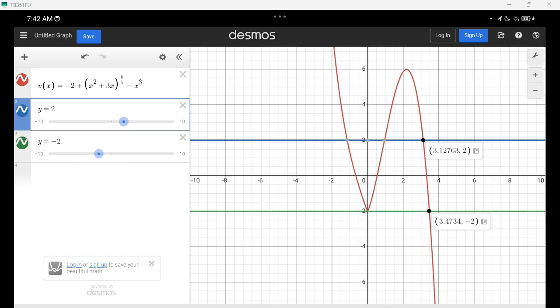So yeah, we're going to write down 3.128 and 3.473.